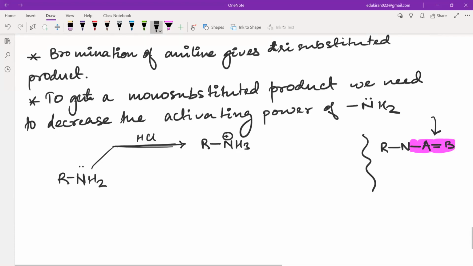So what is the next reaction then? Tell me, what is the next reaction of amines that we did in chemical properties?